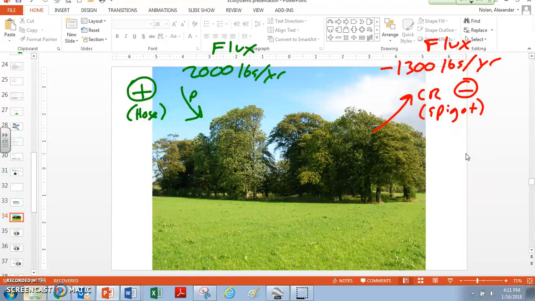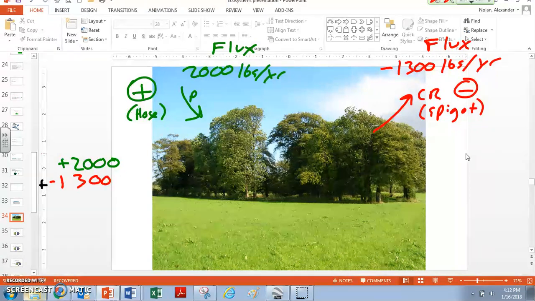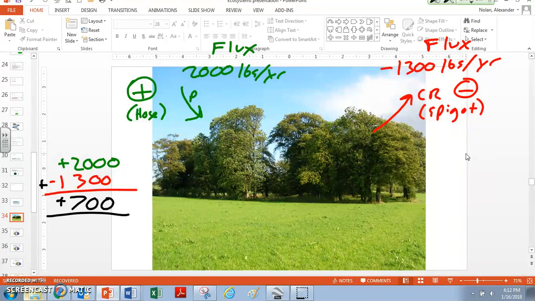So all I have to do is take my plus 2,000, because that's my positive flux, and then add to that my negative 1,300. What I end up with is 700 plus. So what this means, 700 pounds per year, is how much my forest is increasing. This would be my net flux, and it is positive.